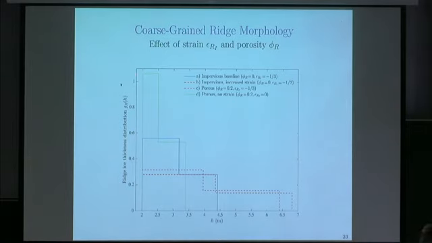So this is our base state we had here, and these two states here, the thickness distribution, but this is the porous case here in purple, and this is the increased strain case. And this here is the case when we've just increased the porosity of the ridge. This is the thickness distribution just across the ridge.